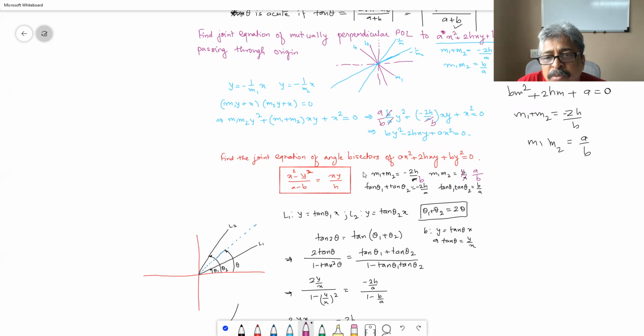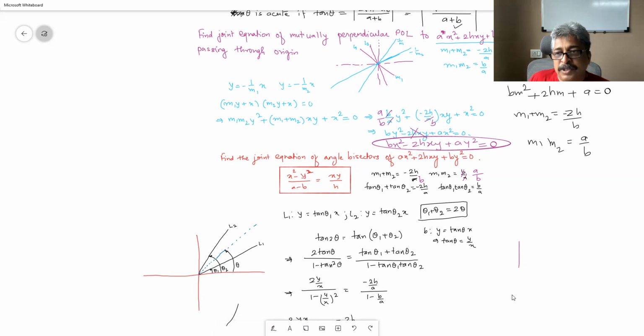Then multiplying everywhere, this equation was completely wrong and all of you were keeping quiet. It is b x square minus 2h xy plus a y square is equal to 0. That is the joint equation of perpendicular lines. And now here everything should be corrected. Good that we noticed it now, otherwise everything would have continued like that.